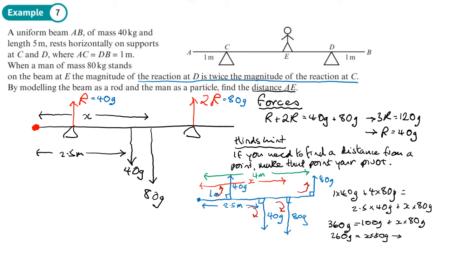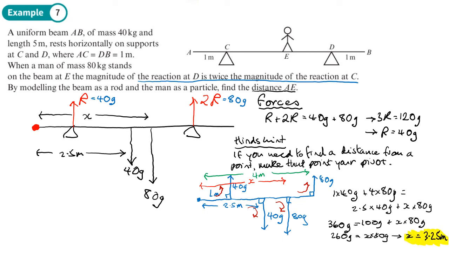80g, and if we do 260g divided by 80g, it's worth leaving the g's in, because those types of things tend to cancel out. So rather than work out 40 times 9.8 or 80 times 9.8, if you leave it in terms of g, they cancel out. That will give us x equals 3.25 meters, just enough space to squeeze in the answer there.